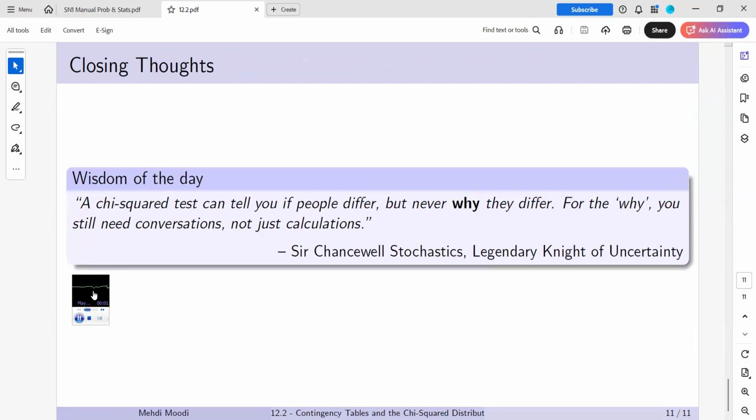Chi-square is great at saying, hey, something is going on here. But it never explains the human reasons behind the data. That part still needs curiosity, empathy, and actual conversations. Stats tells you where to look, not what to think.